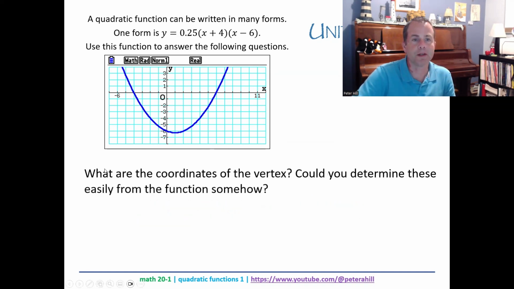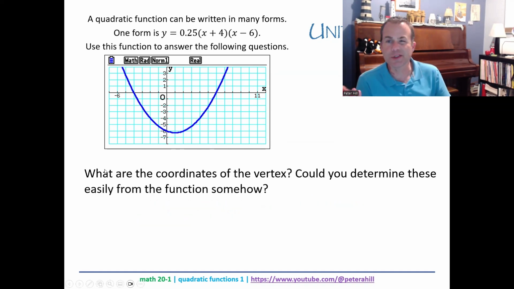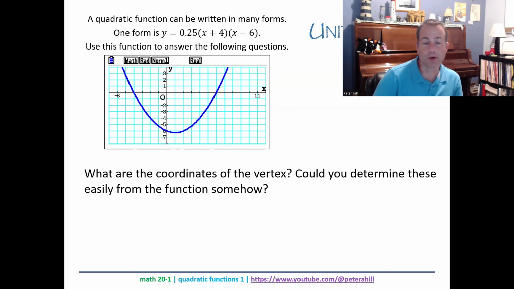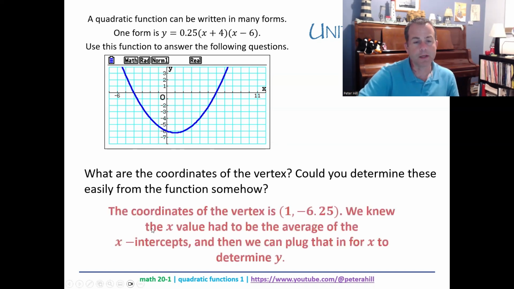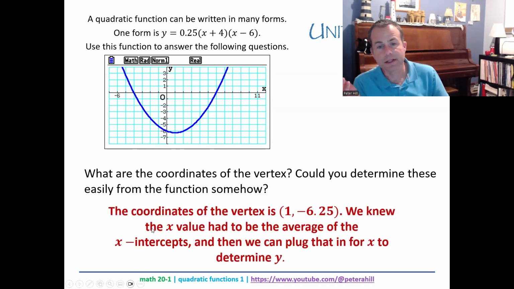Awesome. What are the coordinates of the vertex? So I kind of have already talked a little bit about the vertex. Could you determine these easily from the function somehow? Well, for this guy, the coordinates of the vertex is at (1, negative 6.25). Don't forget your brackets there. It's not a coordinate if you don't have brackets, okay?